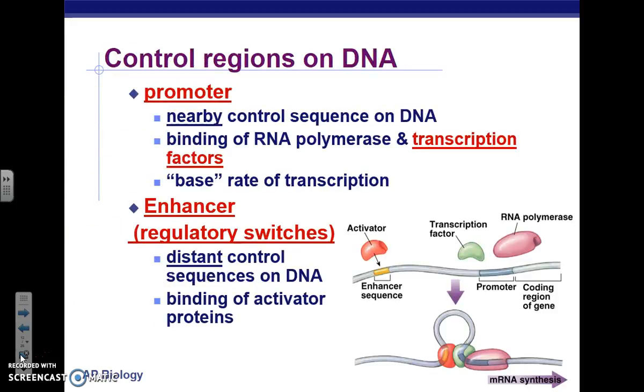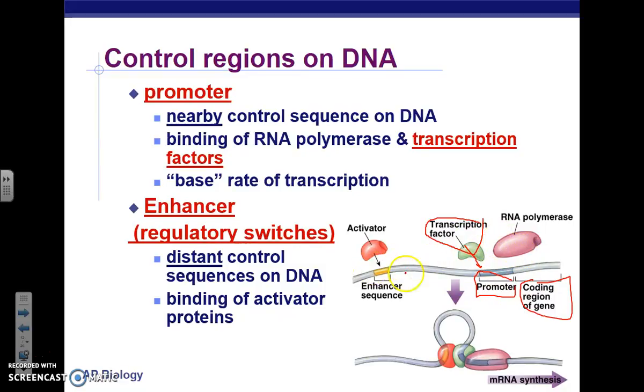So if we look at the parts of a gene, we have the coding region, which codes for the protein. And then we have the promoter. And at the promoter, there are two things that bind. We have transcription factors, which bind to the promoter, and their job is to bring RNA polymerase to the DNA. Okay? And they bind at the promoter. So transcription factors bind to the promoter, and they bring RNA polymerase to the DNA.